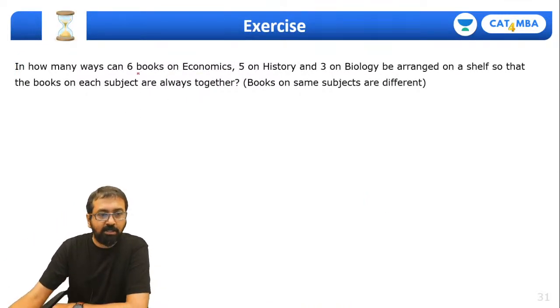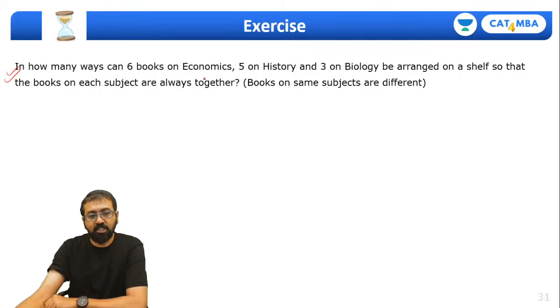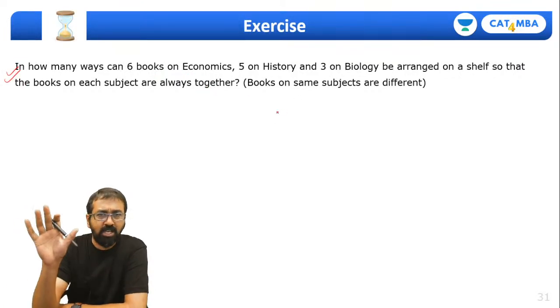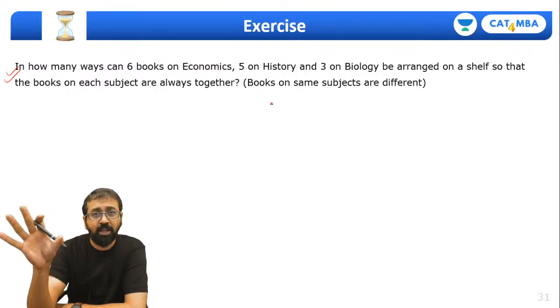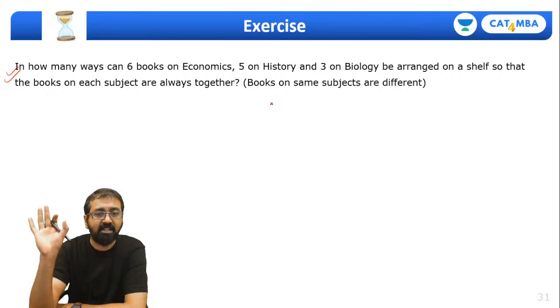Right guys, so tell me the answer for this one quickly. Tell me the answer for this question, not the actual answer. Tell me the answer in factorial form. So 6 factorial into 5 factorial into 4 factorial, something like that. So please type your answer in the chat box quickly.